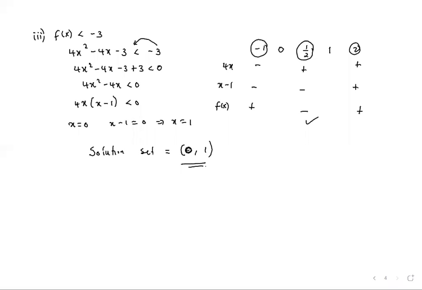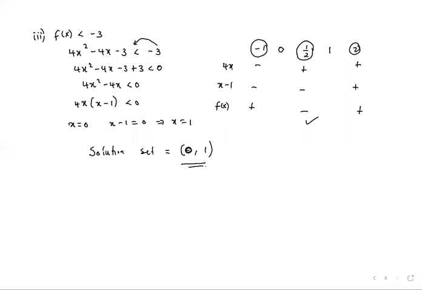Questions? Kindly repeat what you've done there. So you take negative 3 to the other side, it will become positive. So negative 3 plus 3 is 0. Then you have 4x squared minus 4x is less than 0. You factor out what is common, which is 4x. You remain with x minus 1 less than 0.